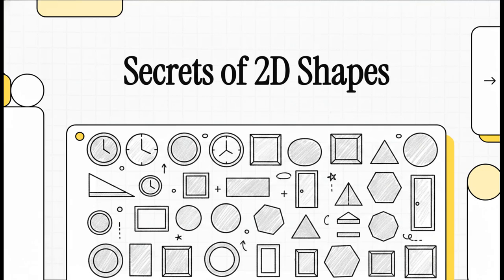Hey, look around the room you're sitting in right now. Like, really look. What do you see? Maybe a rectangular door, a square window, or a circular clock on the wall? Our entire physical world is literally built from fundamental two-dimensional shapes. And today, in this explainer, we're going to master the math behind them.